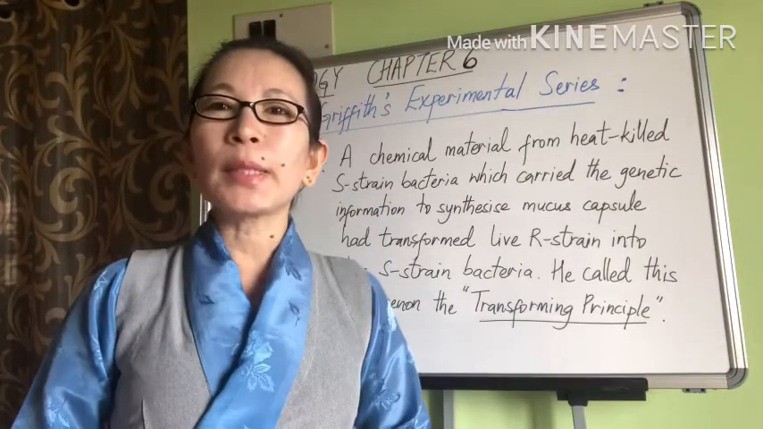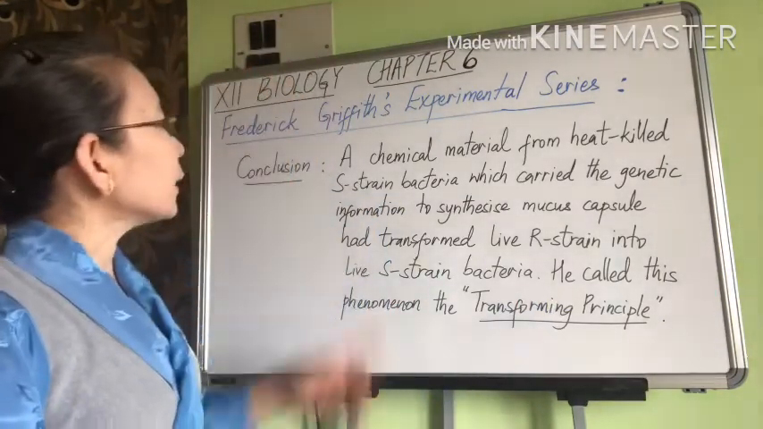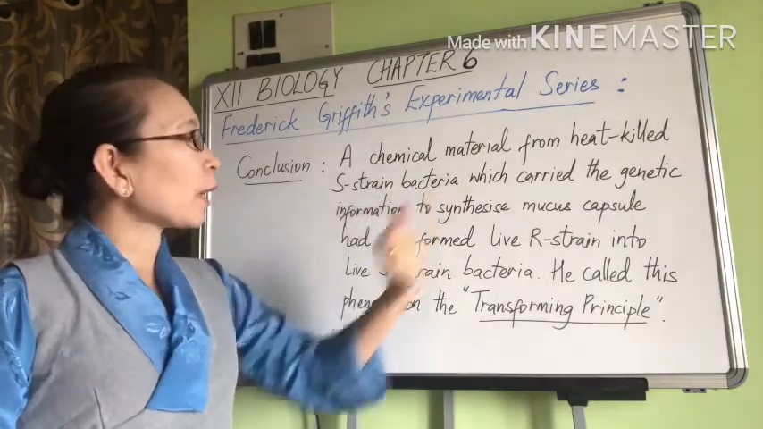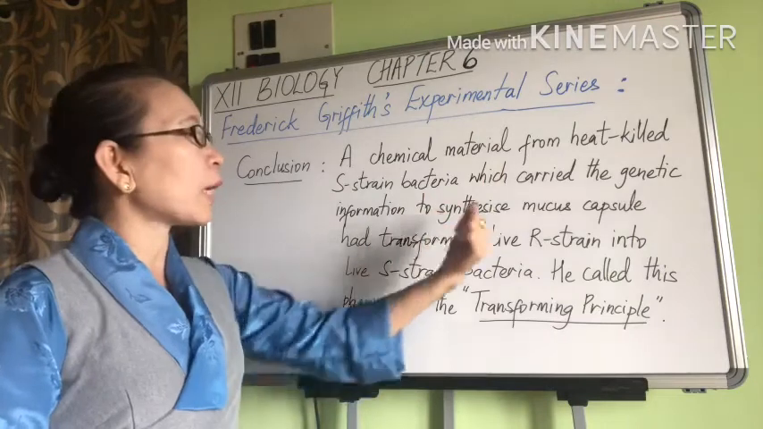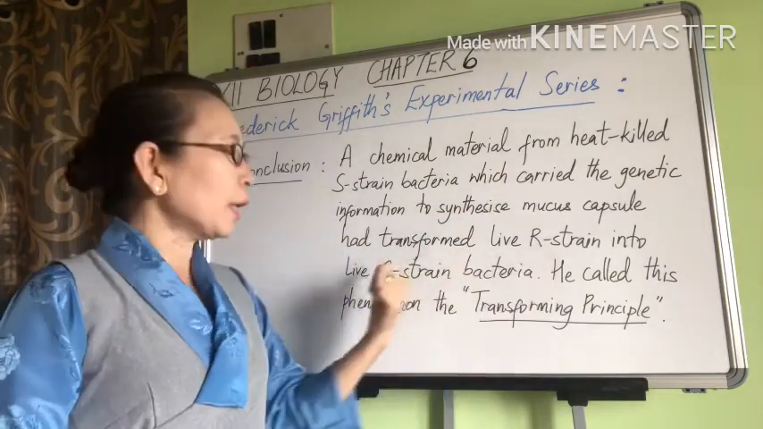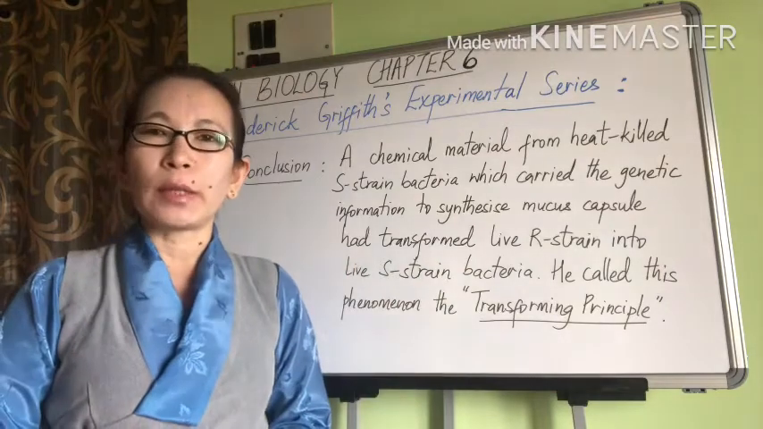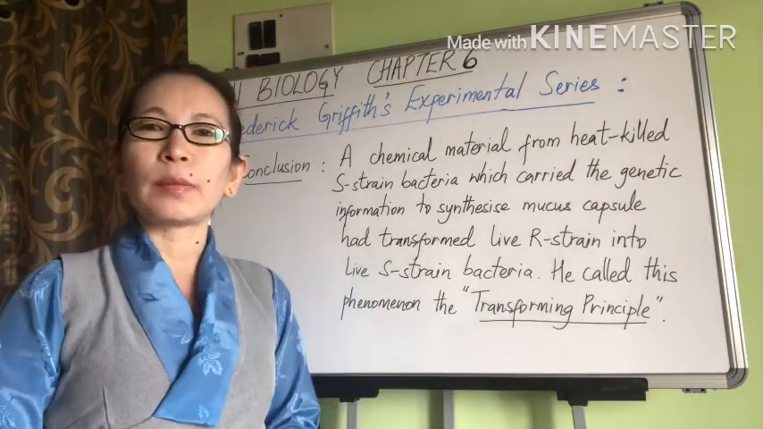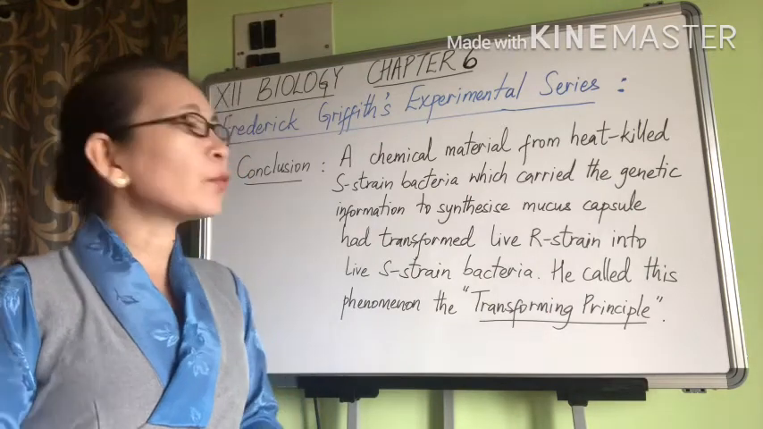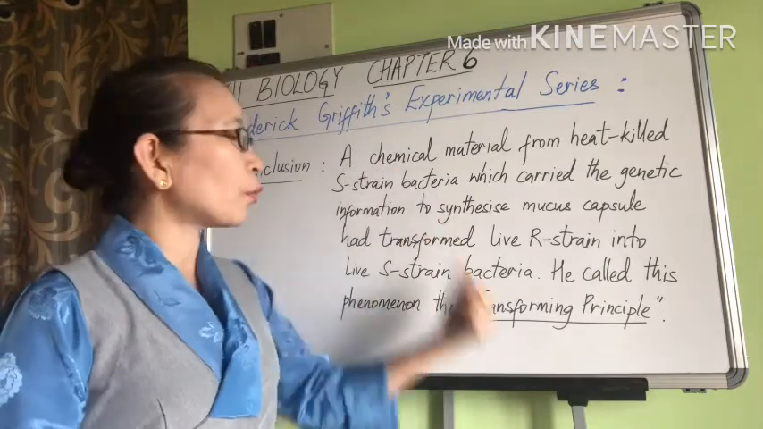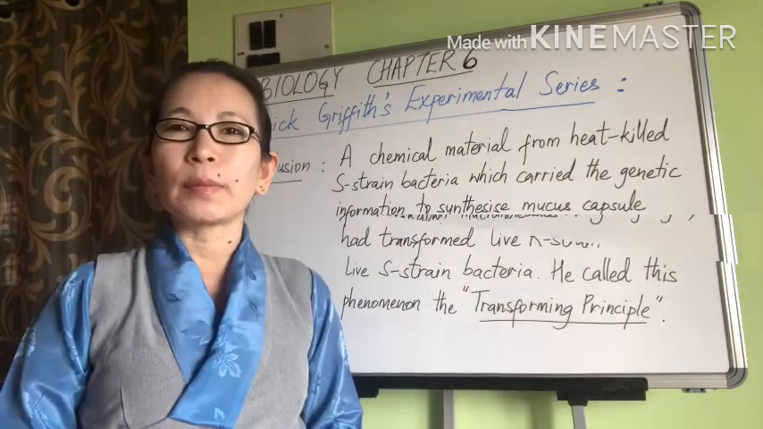Through his experiments, Griffith finally concluded that a chemical material from heat-killed S strain bacteria, which carried the genetic information to synthesize the mucus capsule, had transformed live R strain into live S strain bacteria. And he called this phenomenon the transforming principle. Unfortunately, Griffith was unable to identify the exact biochemical nature of the transforming principle.